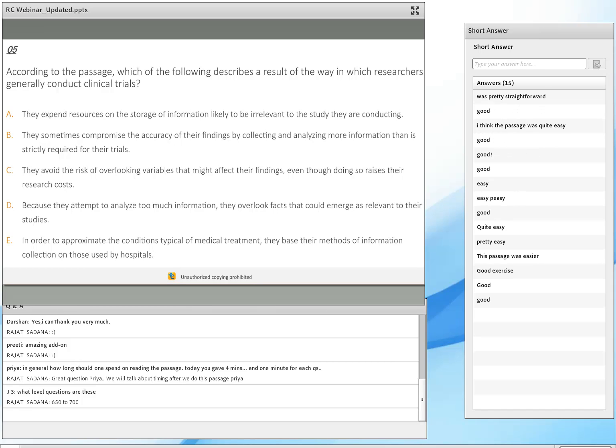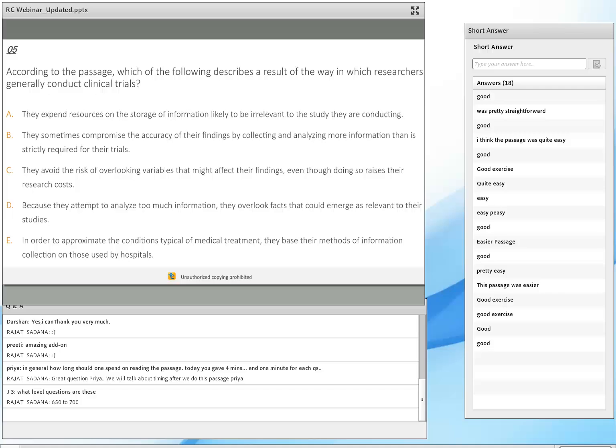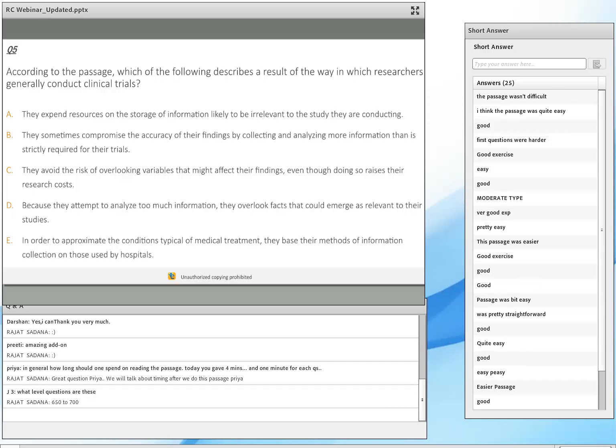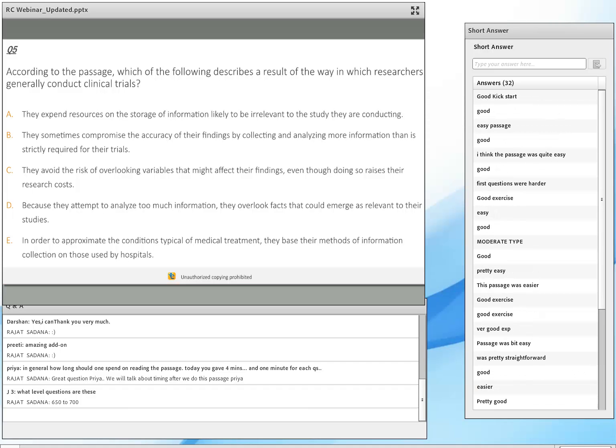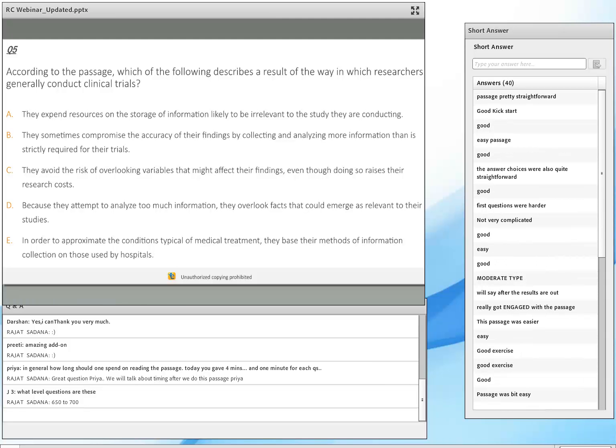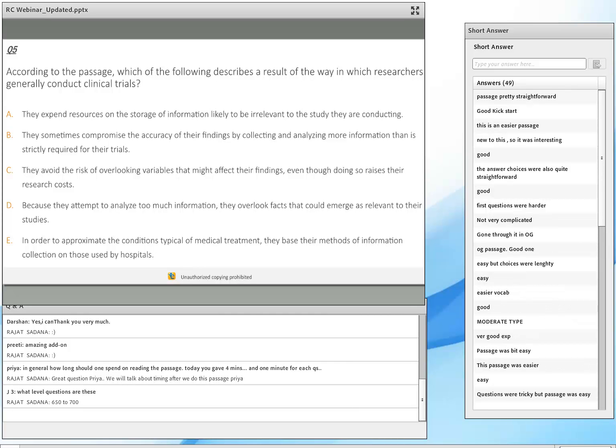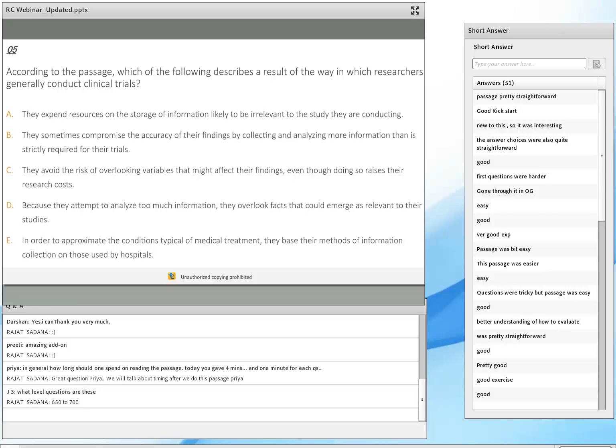Okay. The passage was easier. Good. This is a 700 level passage. It's an official passage. It's not an e-GMAT passage. The first two passages were e-GMAT passages over here. So this is something which a 90th percentile guy would start to do really well. Okay, so that's good. Good kickstart, easier passage. New to this, so this is interesting.